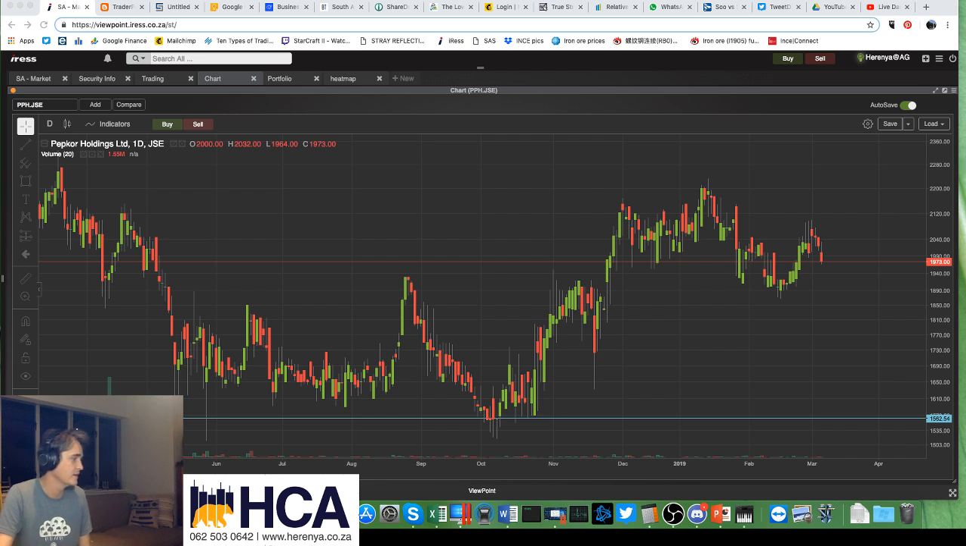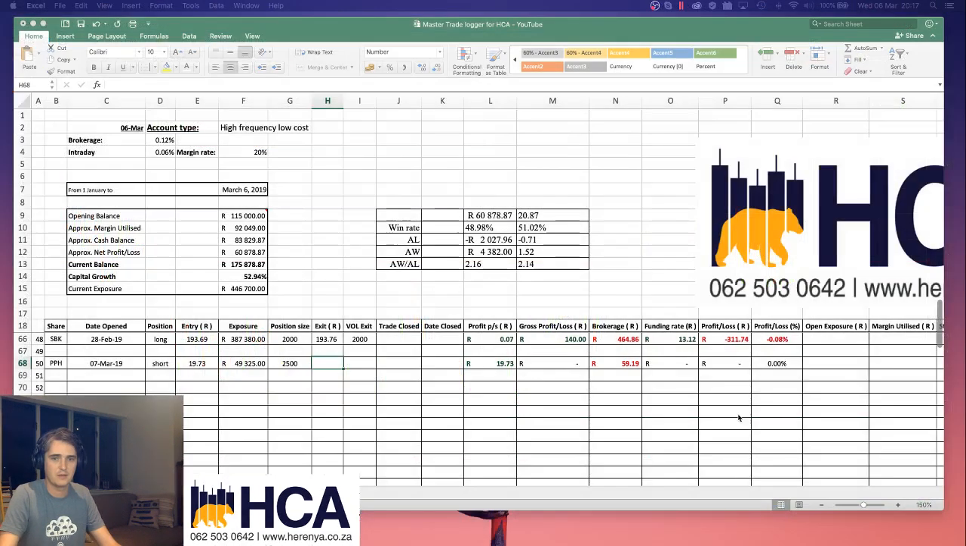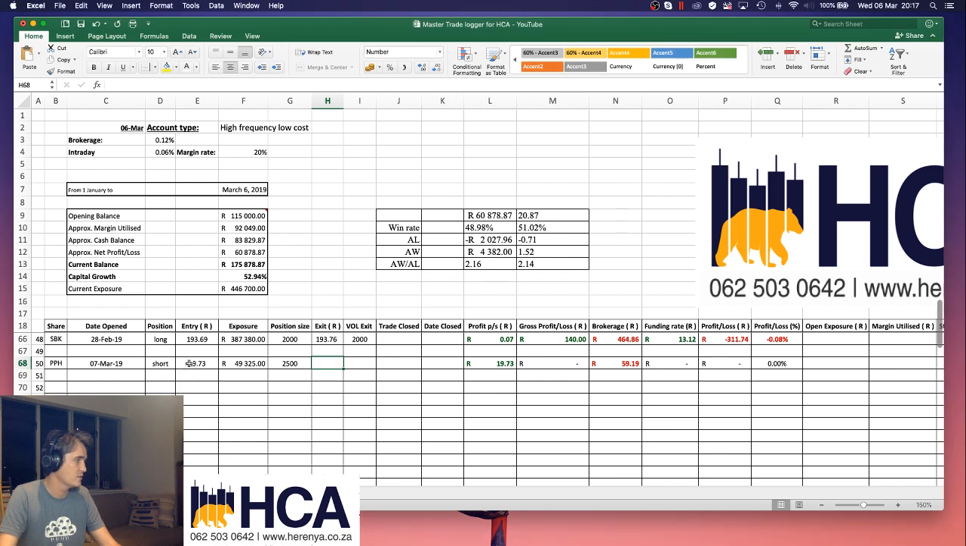All right. So we log it. So let's say we take this trade. It shows us here we take 50,000 Rand exposure on 2,500 shares, and we say get out at the bottom. Right, so we enter into our short position here. We put in the stock, the date, short position, entry price. It works out our exposure for us. The number of, because we put in the number of shares that we want to trade.